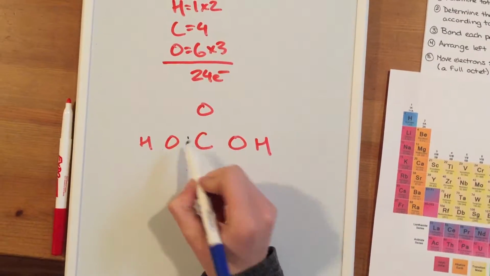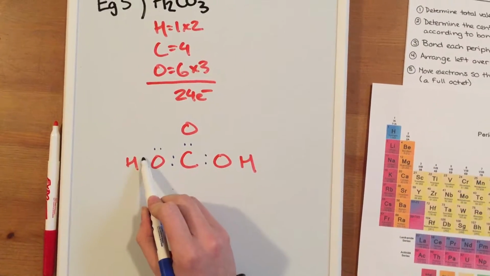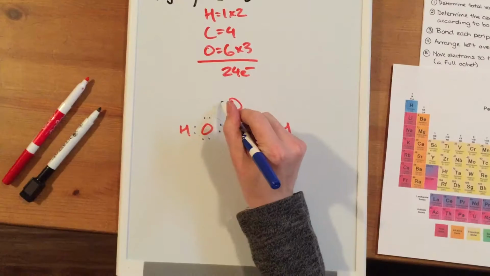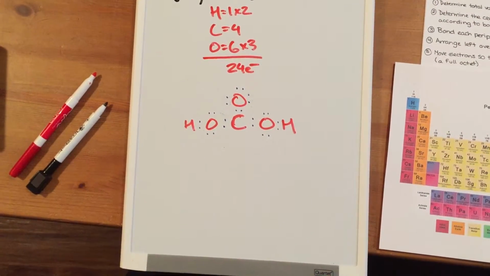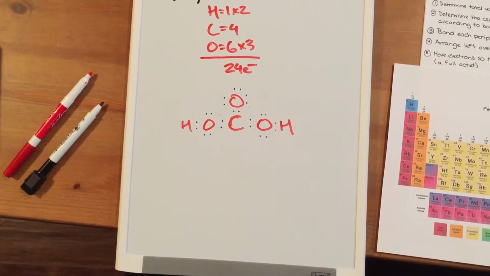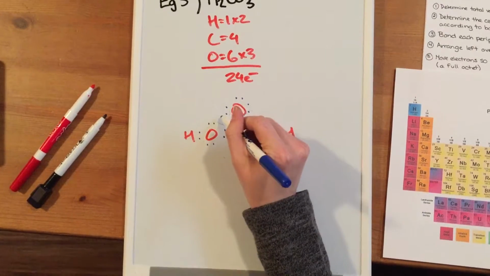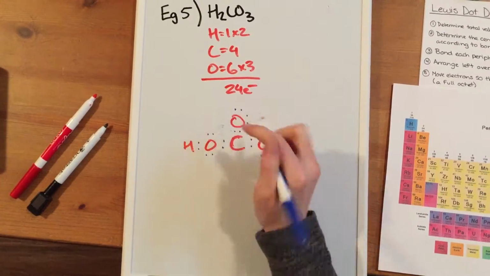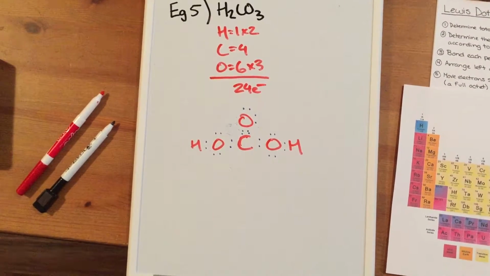You bond each peripheral atom to the central atom. You include and fill in all the octets. And that's a total of 24 valence electrons. However, as you recall from one of the last examples, carbon likes to have a total of 4 bonds. So you just move one of those over, create a double bond, and that's the Lewis dot diagram.